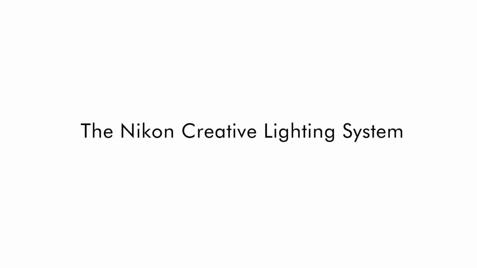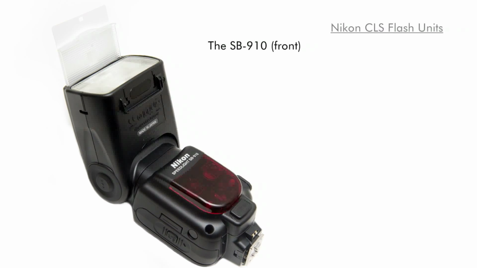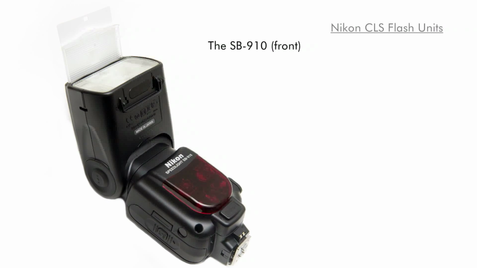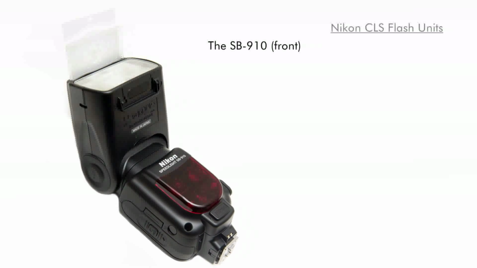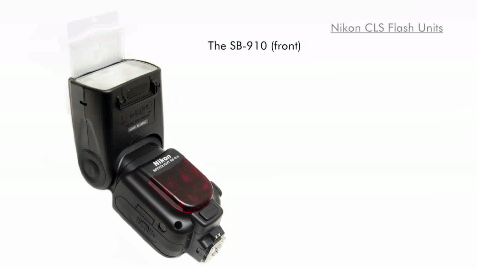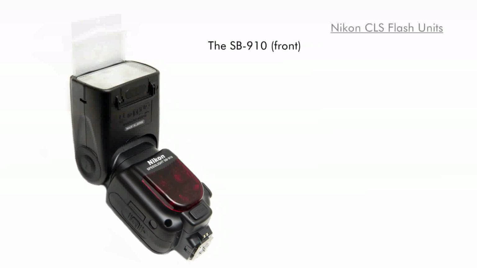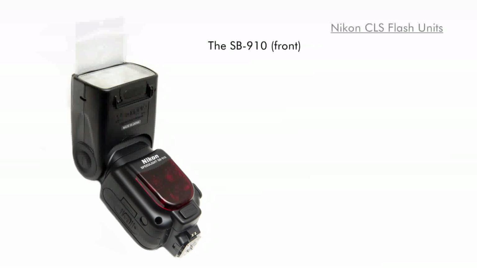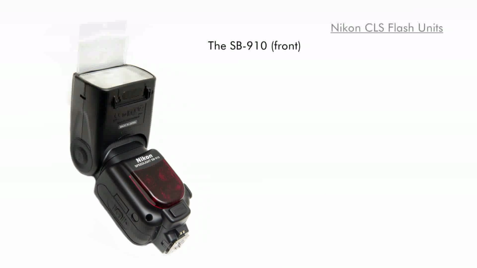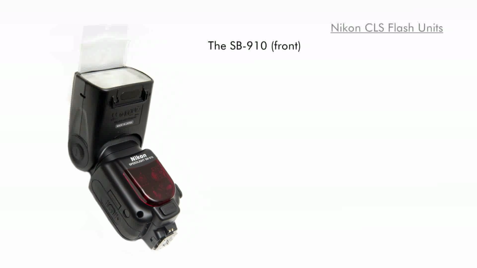Nikon calls its Speedlight system the Creative Lighting System, or CLS. It gives you precise control over the light produced by your Speedlight when you use it with a compatible Nikon camera. The SB910 is the current flagship of the Nikon Creative Lighting System. It's the most powerful and advanced Speedlight Nikon produces. Nikon's older SB900 is very similar to it, but has a slightly different control layout. Let's take a close look at the SB910.